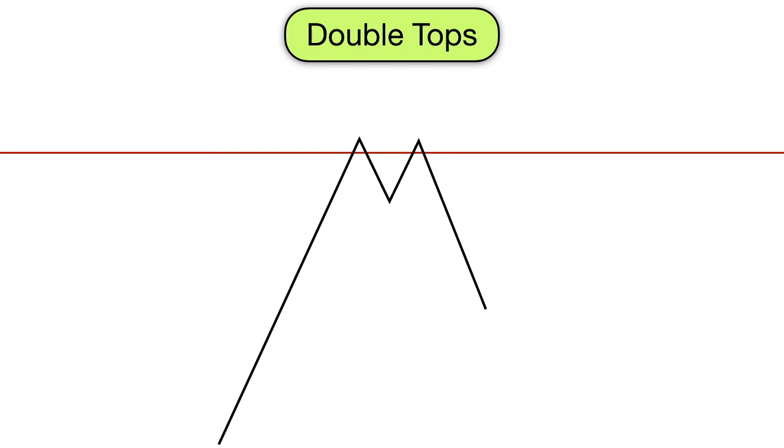The second criteria is that there's a big rejection move on the second top. The two tops don't have to be at the exact same high. The second top might be slightly lower or slightly higher, or at the exact same level as the first top. What is important is that the second top shows a significant level of rejection of the highs.